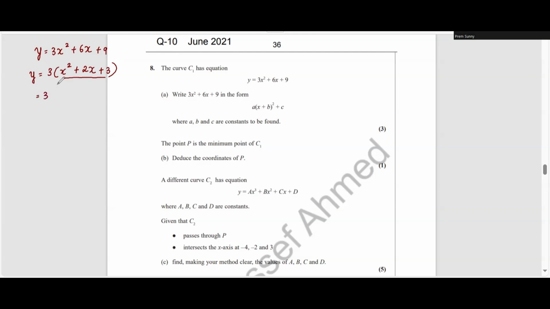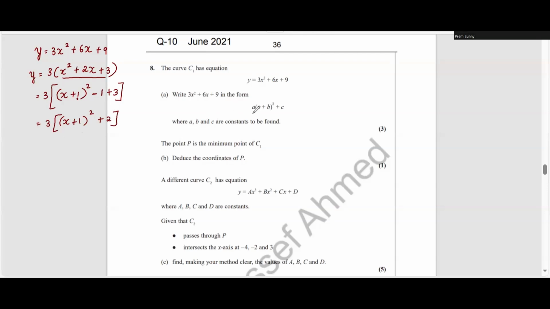So 3 into, when we do the completing the square method, the variable is x here. So x, and whatever the b value is, you divide by 2. Plus 2, you divide by 2, you will get plus 1. Put them in bracket, square, always put a negative sign. The number over here, you square it. So 1 square is 1 itself. And then the constant term, that is plus 3. So this can be written as 3 into x plus 1, the whole square, minus 1 plus 3. Minus 1 plus 3 is plus 2.